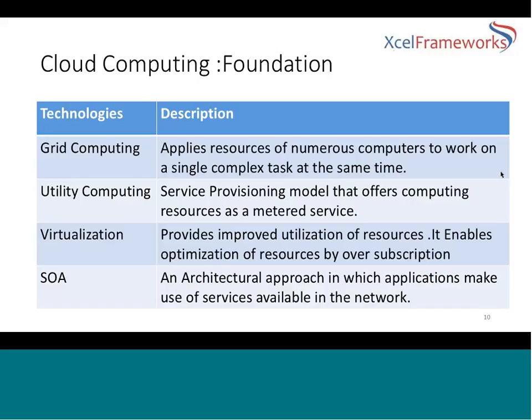Grid tells you how to have parallel execution in order to complete a complex task. What you are doing here is using the computation power of your entire infrastructure to complete a complex task. Grid computing applies the resources of numerous computers to work on a single complex task at the same time. That's what grid computing is.